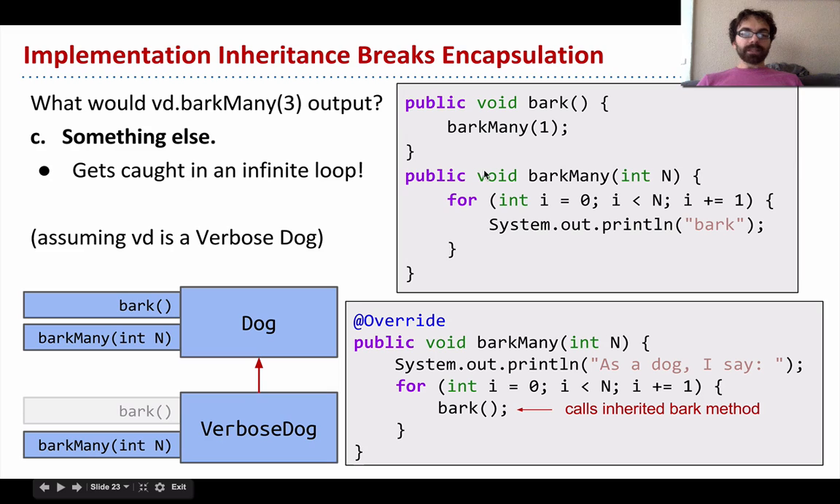Okay? So before we talked about how you as a designer creating a VerboseDog might inadvertently send your code going into an infinite loop because of the nature of how inheritance works. And so I'm not going to re-explain it here because it's in, I think, lecture 9. Yeah, so this is another example of how inheritance can bite you.